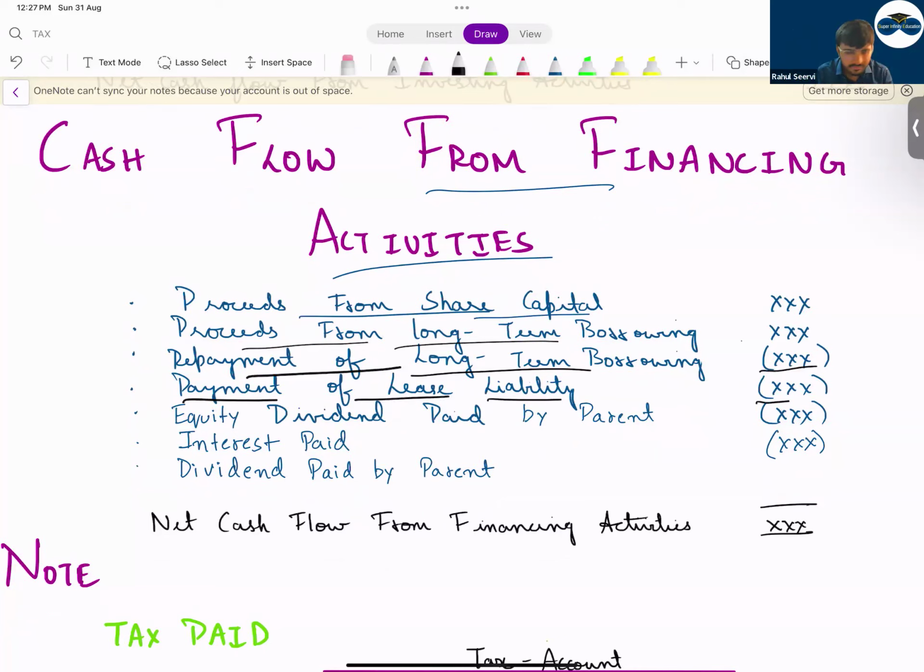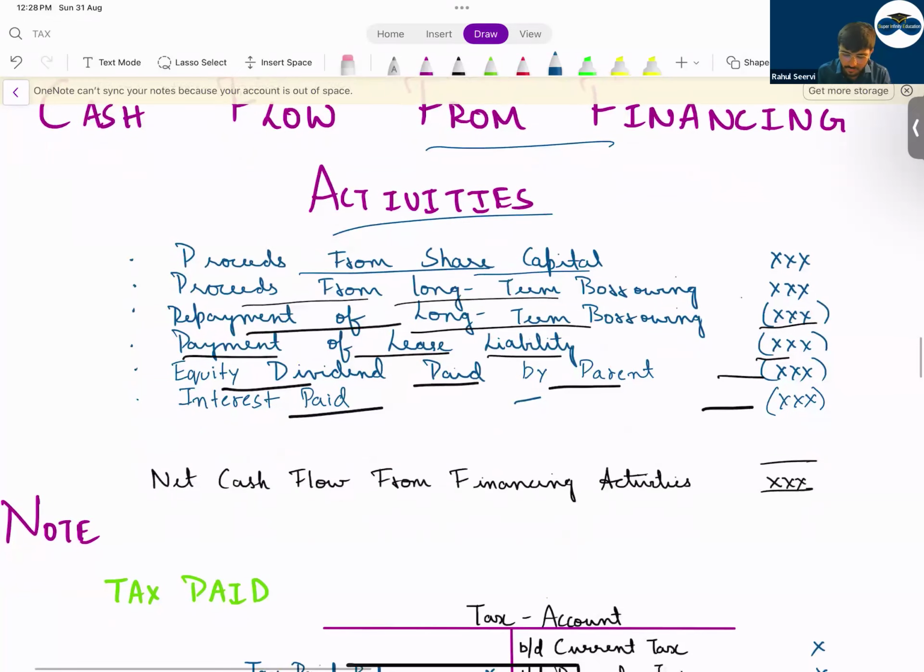Payment of lease liability, you will reduce it. Equity dividend paid by parent: if the parent is paying some equity dividend, it will reduce. Interest paid, you will reduce here. Equity dividend paid by parent company, I've already written it, it's repeated. So you will get the net cash flow from financing activity. Till here, I hope it is clear to everyone.